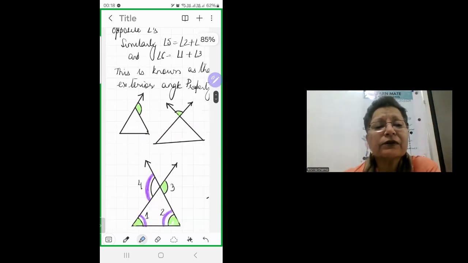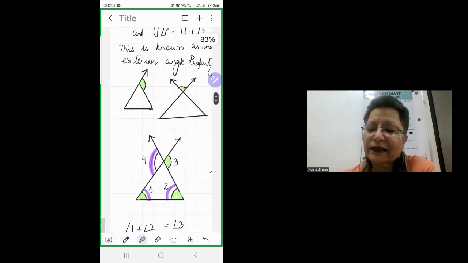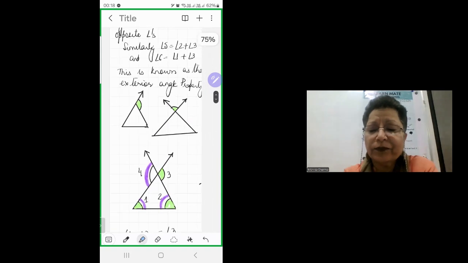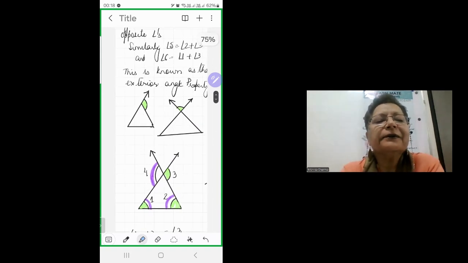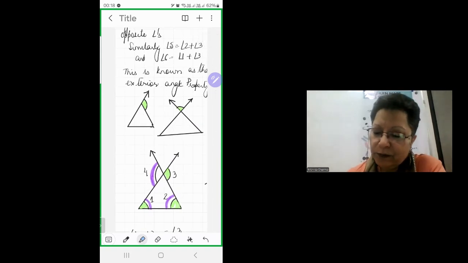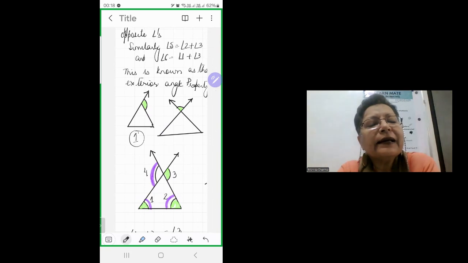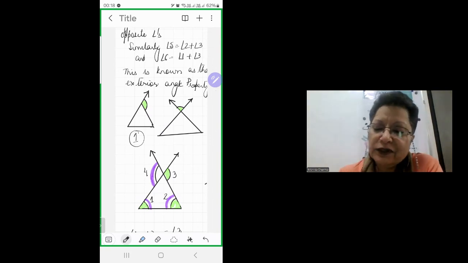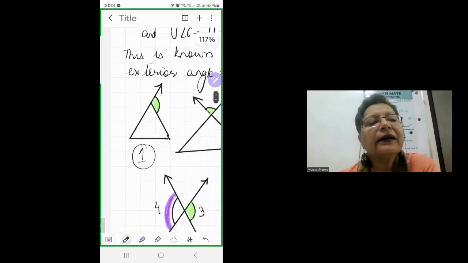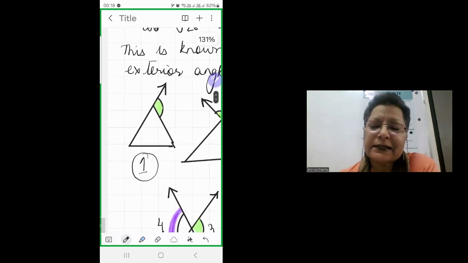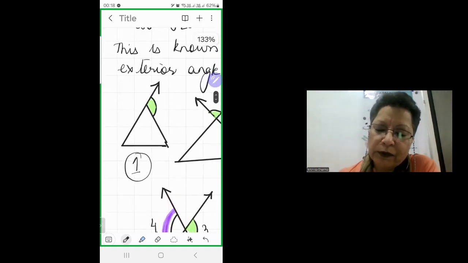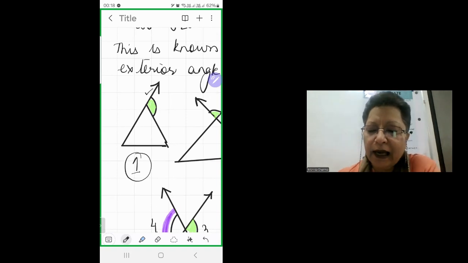Sometimes there are some children who get confused as to what is the exterior angle. Please look at diagram 1, which I am now going to be focusing on. Angle 1, in diagram 1, you can see the angle which has been shaded in green. That is an exterior angle. Why? Because it is formed with the extended side and an already existing side.